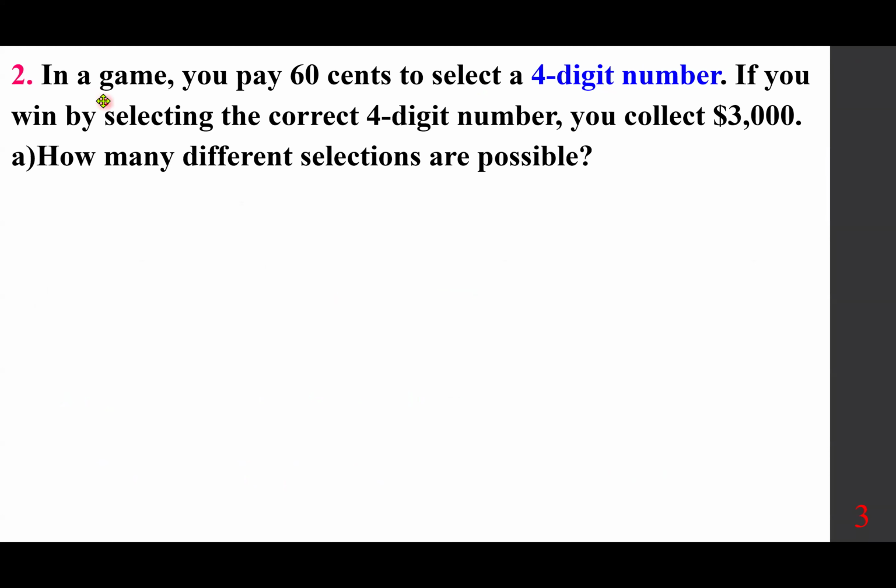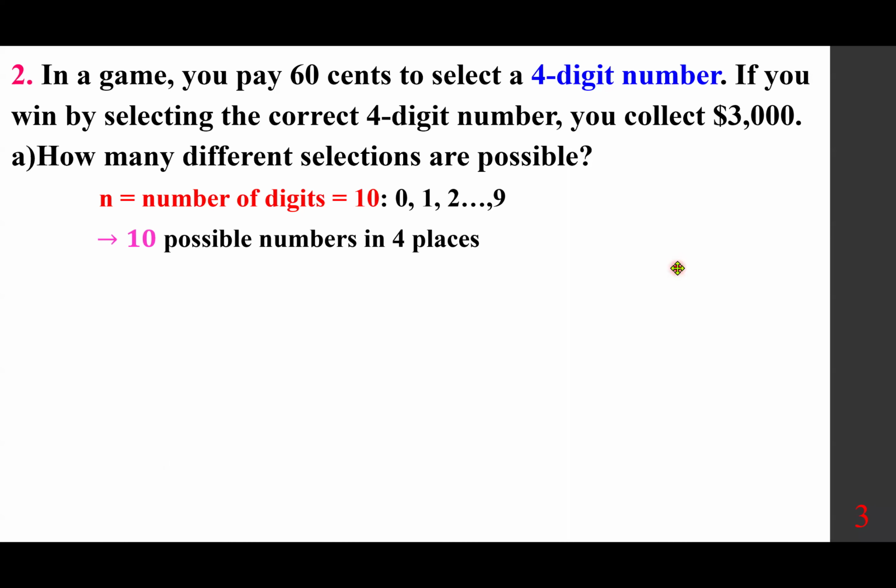In a game, you pay 60 cents to select a 4-digit number. If you win by selecting the correct 4-digit number, you collect $3,000. How many different selections are possible? Well, there is no restriction. It's 4 digits, and we have 0 to 9, 10 numbers. So there are 10 possible numbers in 4 places. So 10 to the power of 4, or 10,000, because the numbers can repeat.